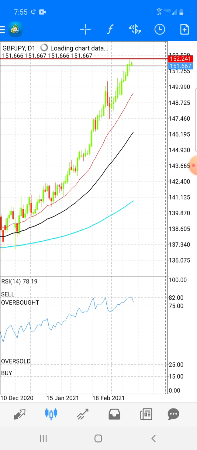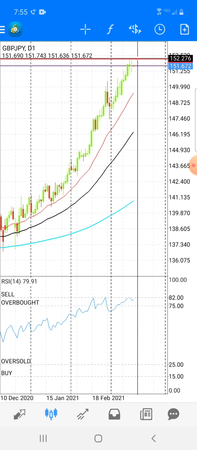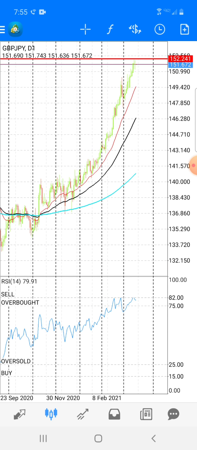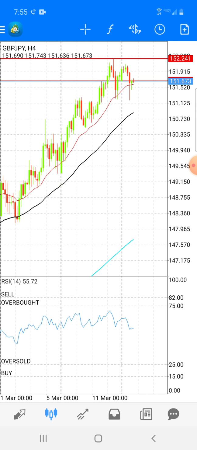I'm gonna board you guys to do GBP JPY. This is one of my favorite pairs at the current moment. This is gonna come up to this resistance zone here, and I would really like to get in on a retrace. Once a retrace, let's go to H4.